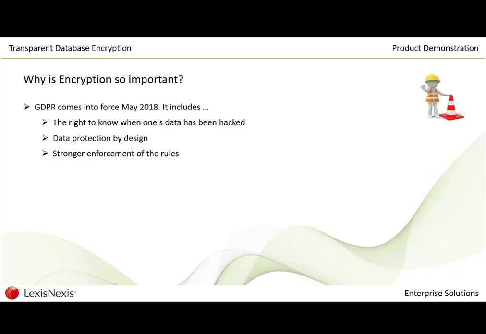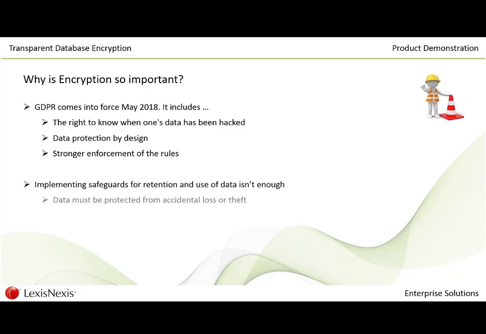Data protection by design. Data protection safeguards should be built into products and services from the earliest stages of development. Stronger enforcement of the rules. Data protection authorities will be able to fine companies who do not comply with EU rules up to 4% of their global annual turnover. So implementing safeguards around the retention and use of your data isn't enough. The physical data must be protected from accidental loss or theft.